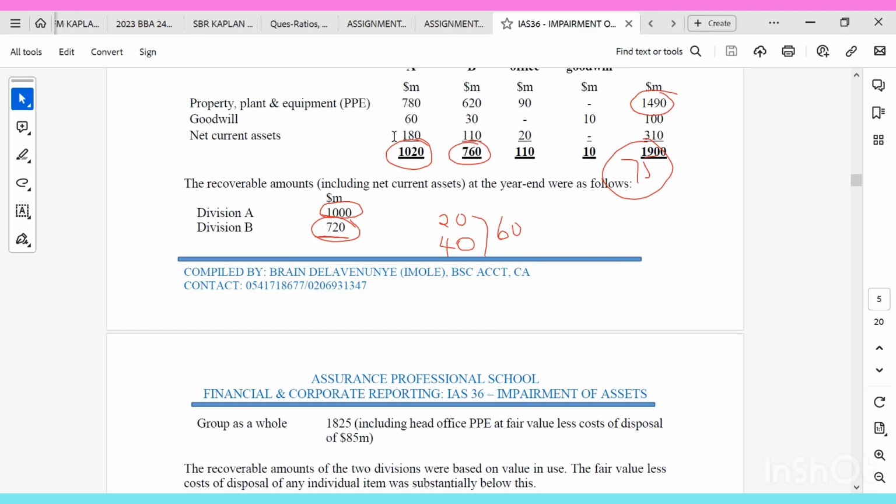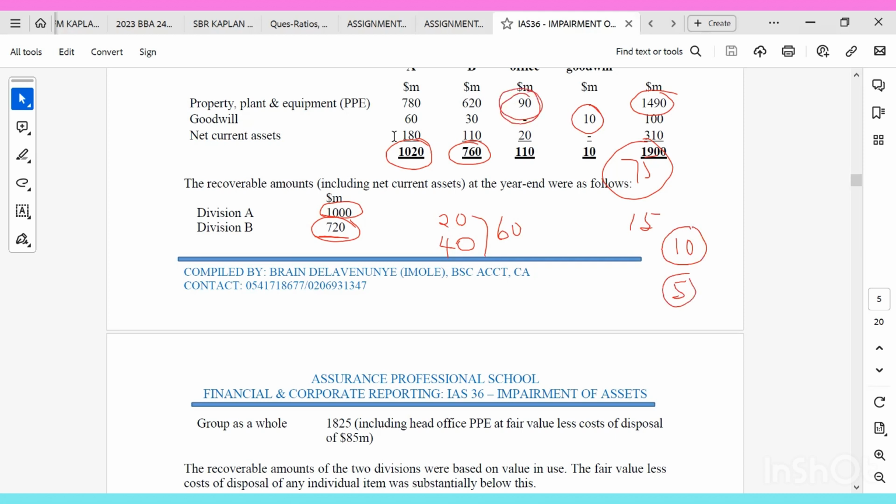two divisions. So the remaining is 15. Okay, the 15 now, the unallocated goodwill will take 10. The unallocated goodwill will take 10. And there will be a 5, which will be given to the PP of the head office.